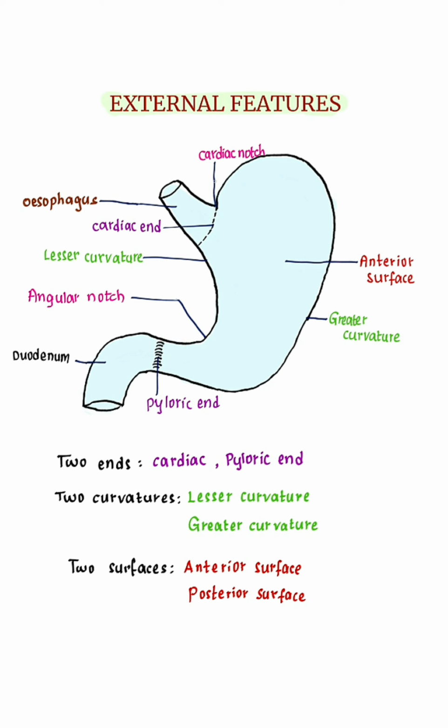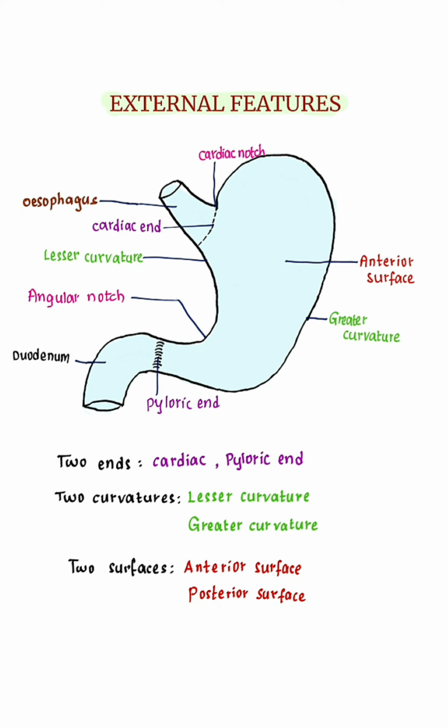Greater curvature. It is convex and longer. It forms the left border of the stomach. At its upper end, it presents a notch called the cardiac notch, which separates the greater curvature from the esophagus. It provides attachment to the gastrophrenic ligament, gastrosplenic ligament, and greater omentum.